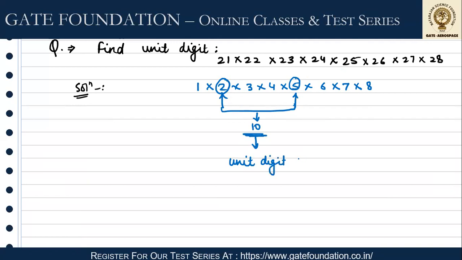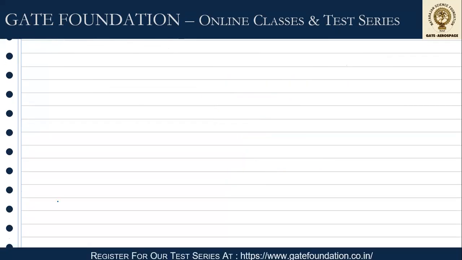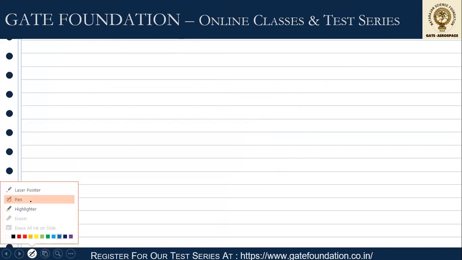So if the unit digit of an expression is being asked, and you see two numbers ending in 2 and 5, the unit digit is going to be 0 for sure. Okay. Let's take another question.